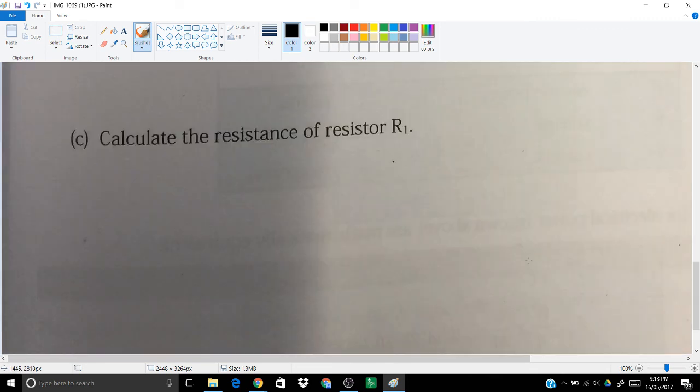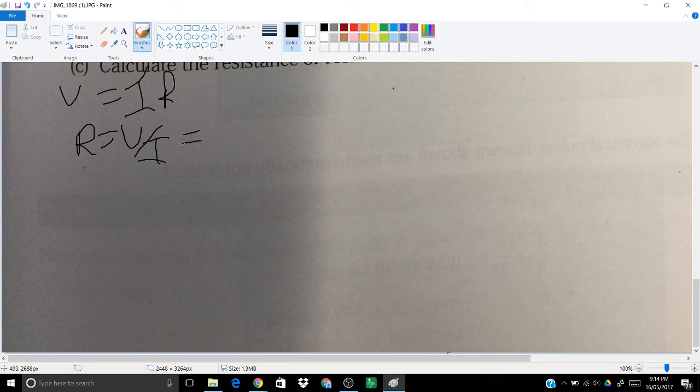So the total impedance of the circuit, let's work out that. V equals I R, R equals V on I, so we've got 12 volts over 2 amperes, which equals 6 ohms.